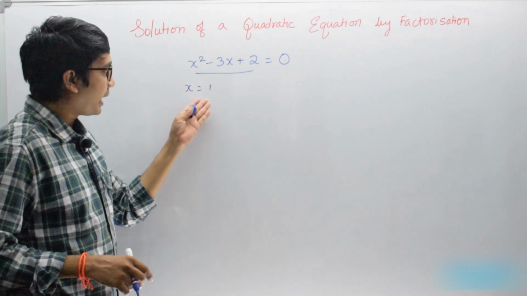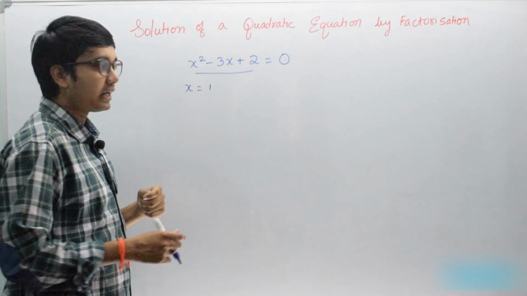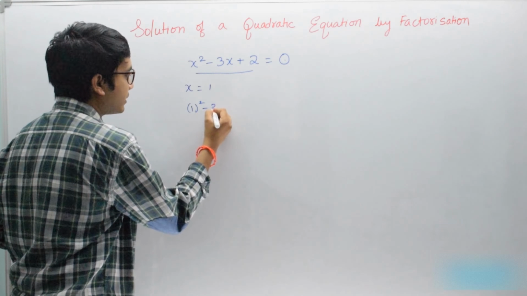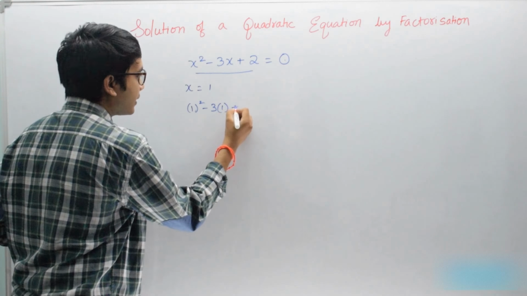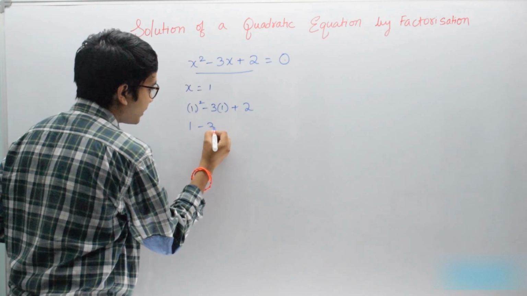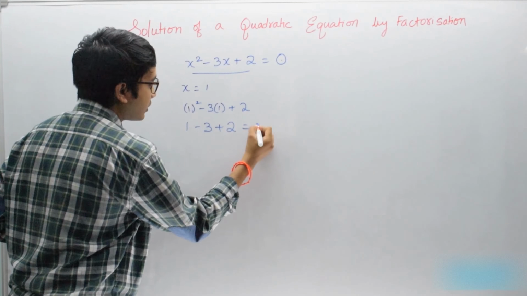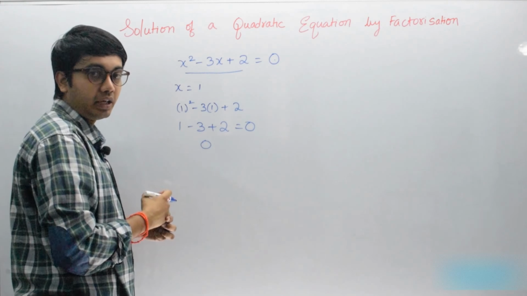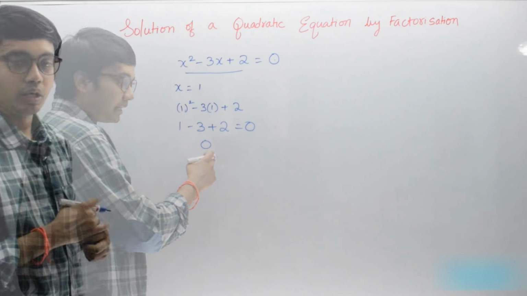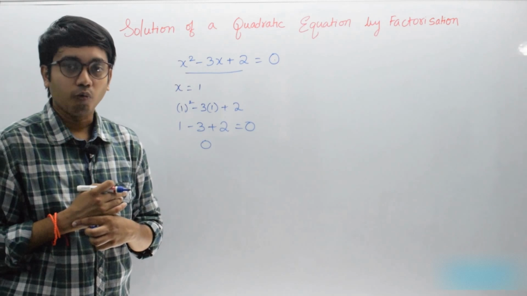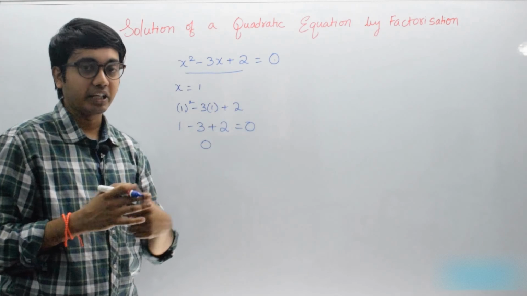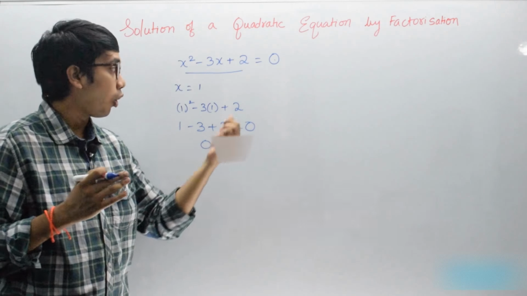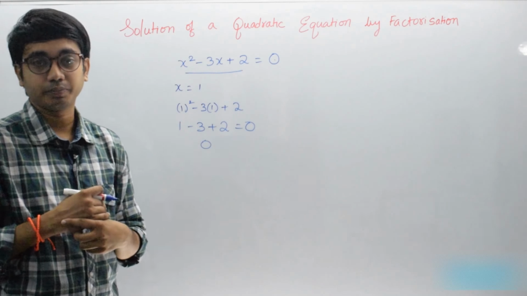So I am substituting x equal to 1 in this quadratic equation. First I will write 1 square minus 3 into 1 plus 2. This is 1 minus 3 plus 2, which is equal to 0. So what did I get? 1 plus 2 is 3 and 3 minus 3 is 0. So I can say that 1 satisfies this quadratic equation. In other words, x equal to 1 is the root of this quadratic equation.